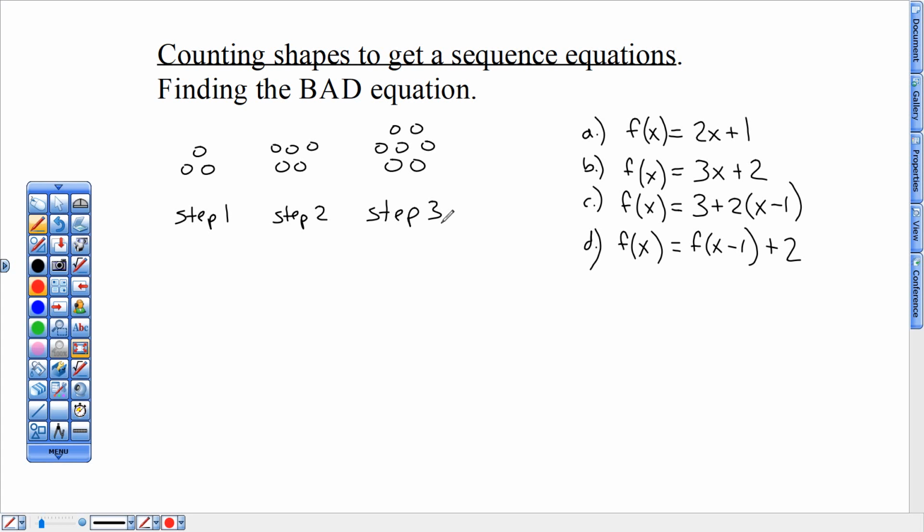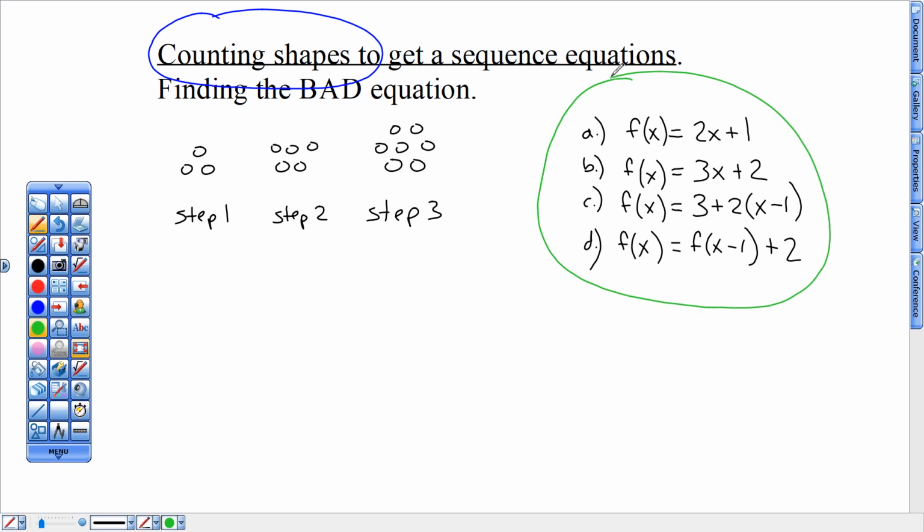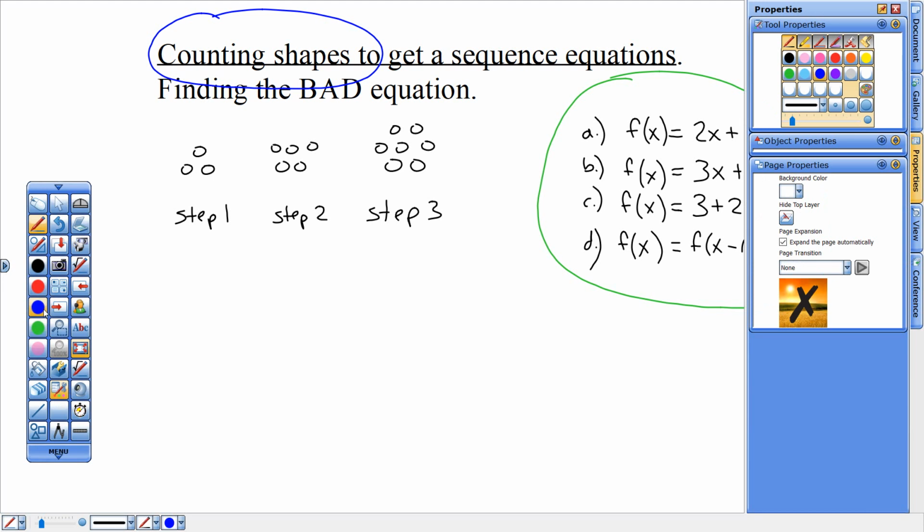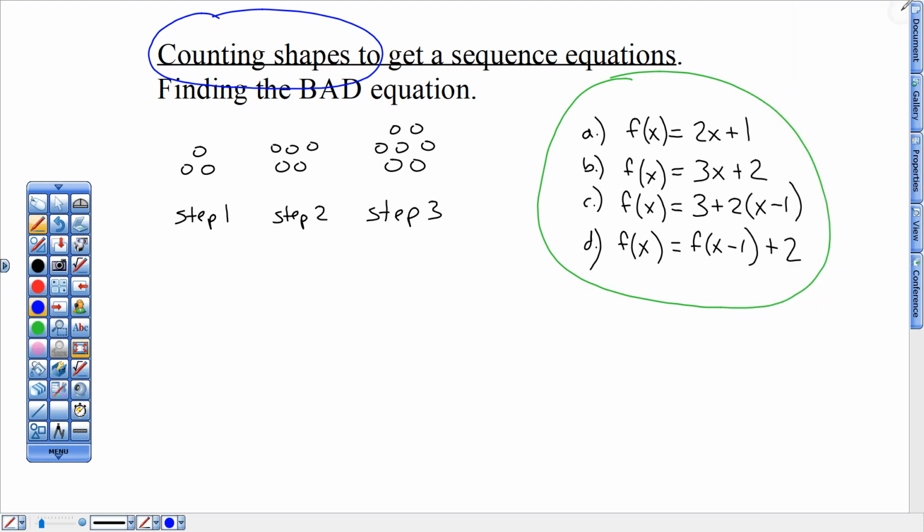So this first concept is being able to just count to get your numbers for the sequence, and then identify over here which one is the bad function that does not represent that sequence right there. So if I look, step number 1, if I count them, that is going to be 3. Step 1 has 3 circles. Step 2 has 5 circles. Step 3 should give you 7.